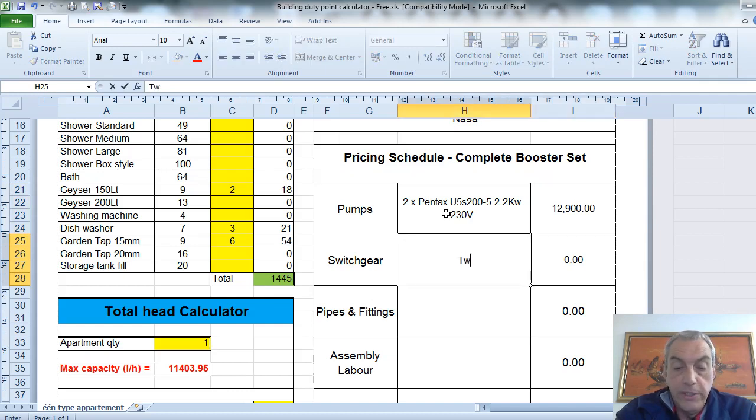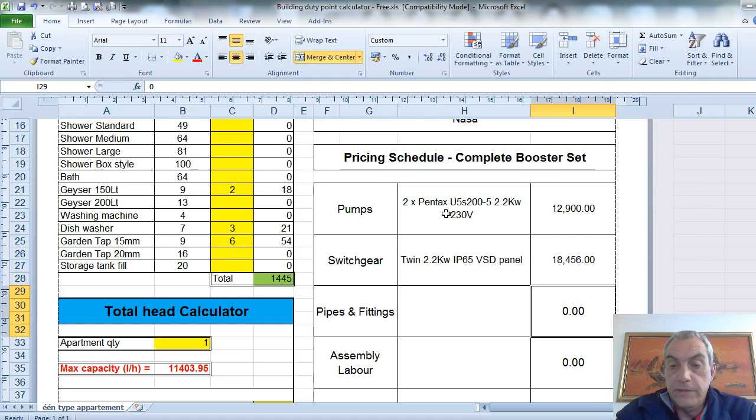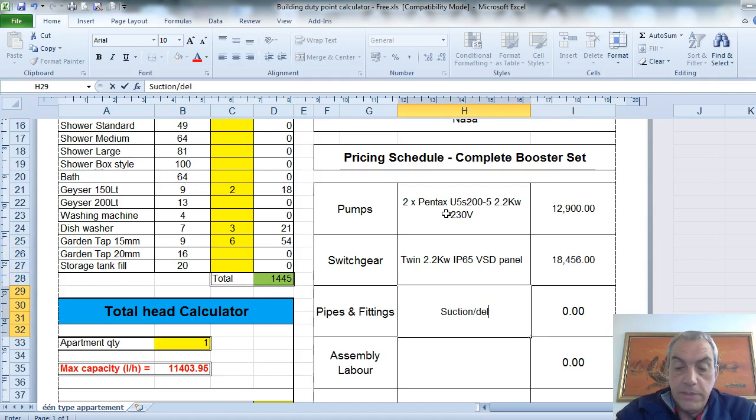The switchgear we're going to put in here is a twin pump set, so it's a twin 2.2 kilowatt IP65 VSD panel, and the price on that thing would be 18,456 Rand for argument's sake. And the pipes and fittings, I would specify that I'm using suction and delivery manifolds as part of my supply. Manifolds complete with valves, and that collectively is 5,400 Rand.